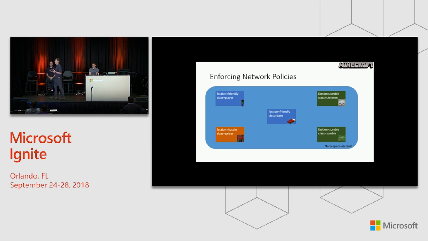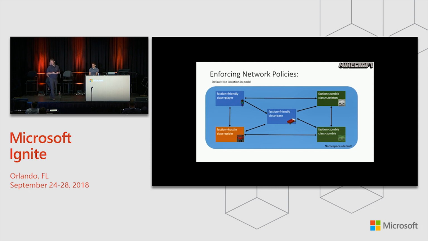We took up the Minecraft theme of having different types of factions and classes of these things. So we have the hostile faction, zombies, and then we also have a faction of friendly forces. Lastly, we have different classes or types of objects, whether it's a player or a base or something else. And we want to be able to limit communication between these two. By default, they all have connectivity with each other. So what we want to do is build some sort of network policy enforcement to block connectivity between the hostile and the friendly factions.